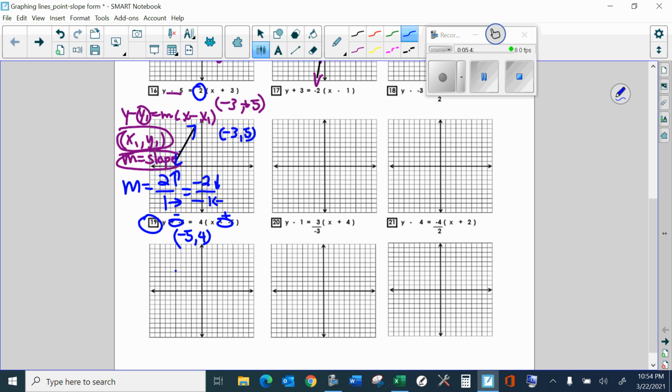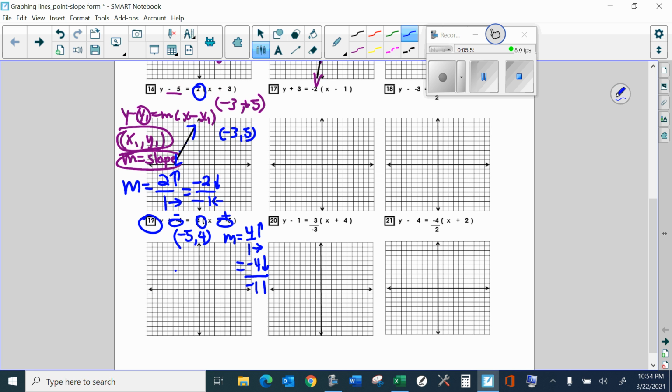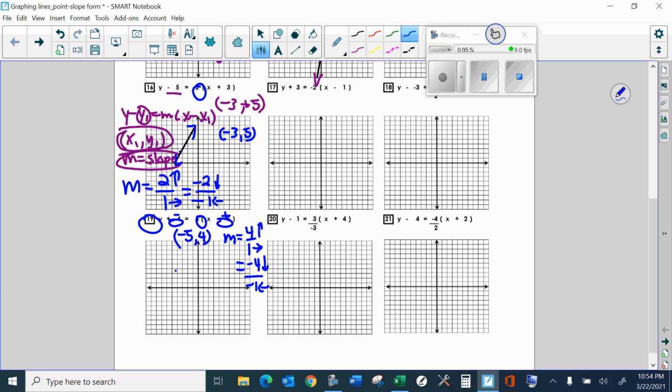Negative 5, 4, and then here's my slope, 4. Slope is 4 over 1, which means up 4, right 1, or down 4, left 1. Both of those equal positive 4. So I can go down 4, left 1, or up 4, right 1. 1, 2, 3, 4, right 1. Take my ruler, connect it. And what has to go at the end of all lines? Arrows. You lose a point.